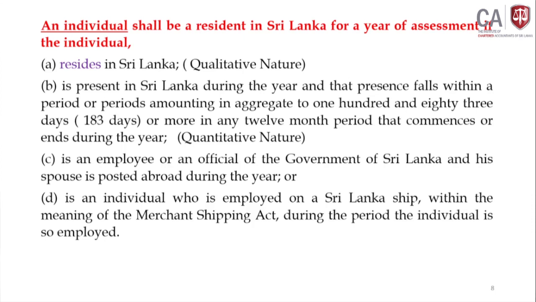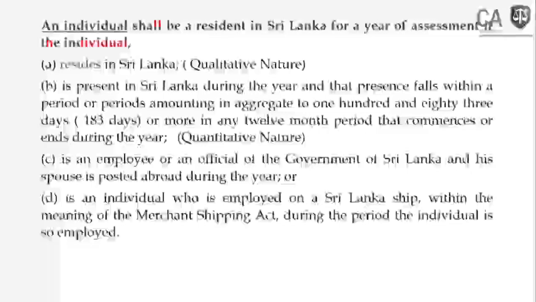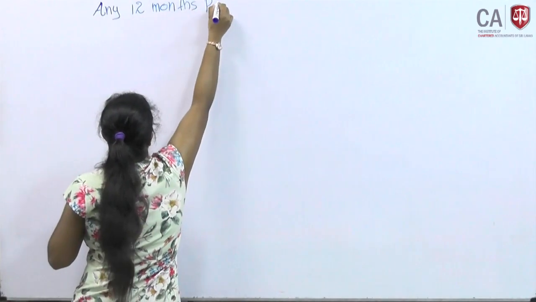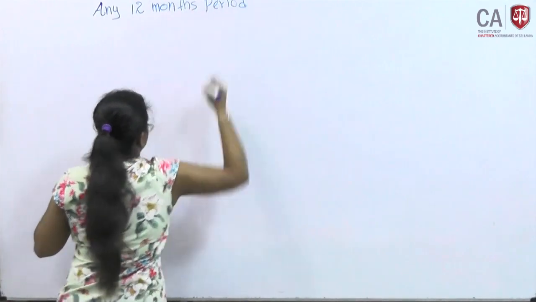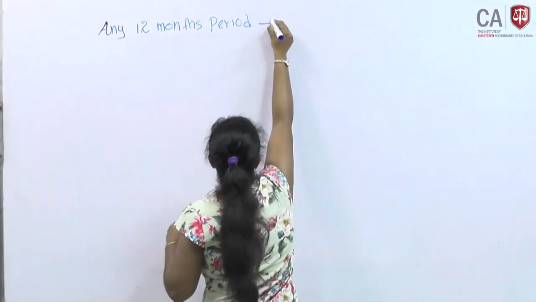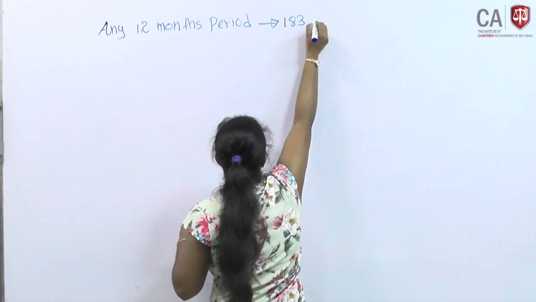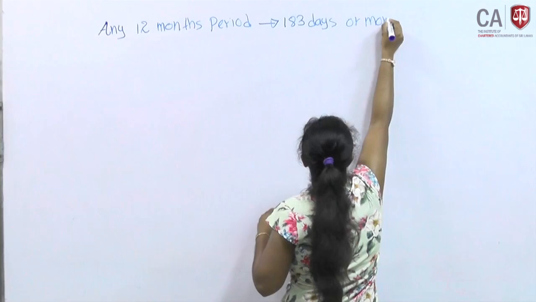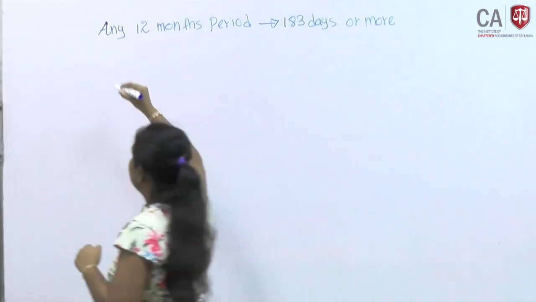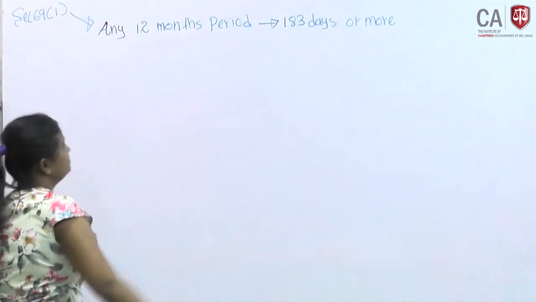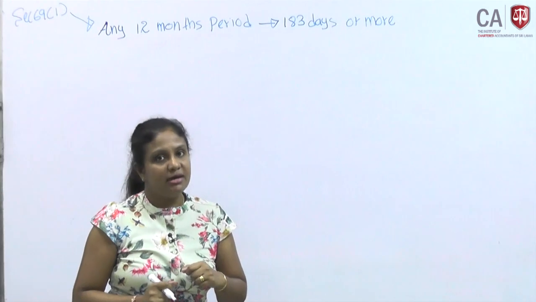This is talking about any 12 months period. If in that period the aggregate is how many days? 183 days or more. We are in the discussion of section 69, subsection 1. What is this talking about?